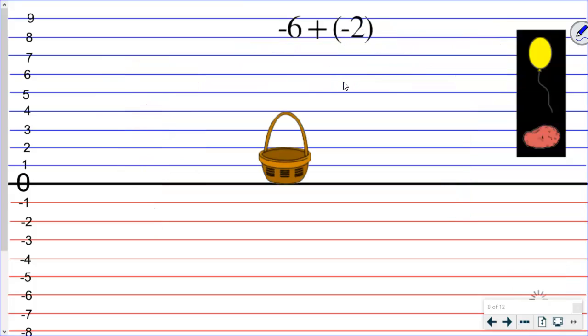Okay, next problem. This is a fun one. This is where it starts to get challenging. I'm going to give you 30 seconds, model it with your groups, see if you can find the answer. With your groups, ready, set, go. I'm going to pause the recording as students work together.